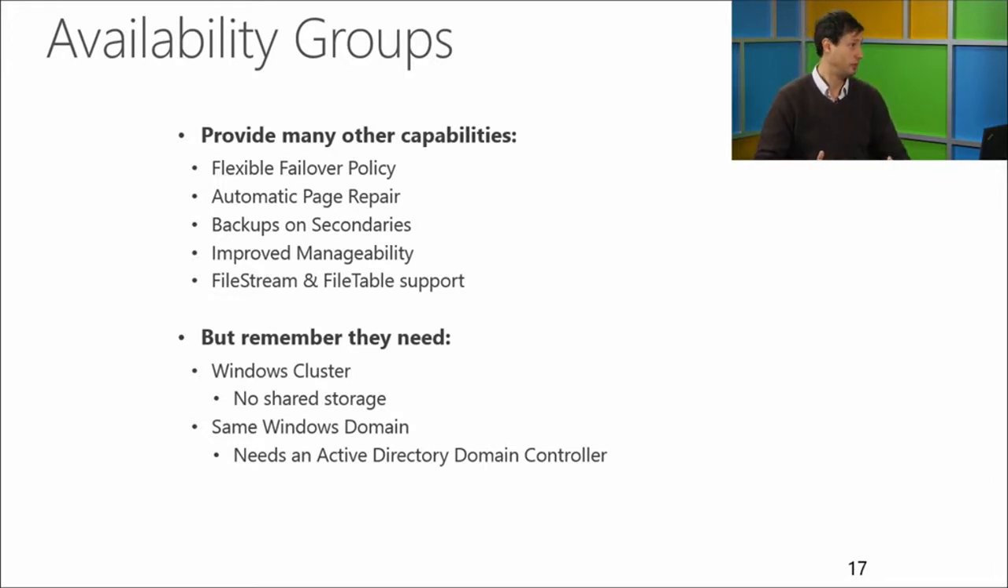Something that is important to remember is with availability groups, you need to install a Windows cluster. You don't need shared storage. Some people sometimes believe that they need it. You don't. All you need is to install a Windows cluster between the machines. And these machines need to be part of the same Windows domain. So you need to make sure that if you configure this in the cloud, you configure an Active Directory domain controller. And we have all the instructions of how to do this.